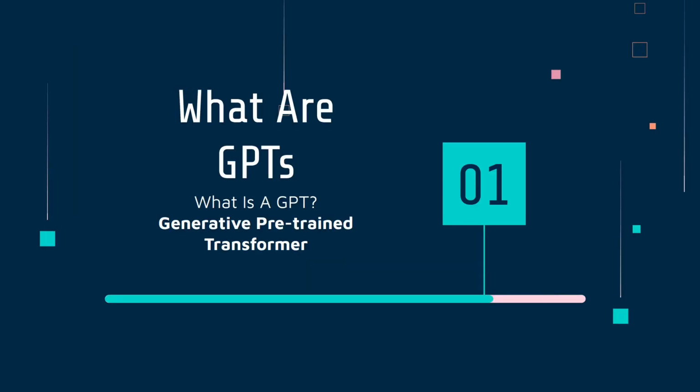So let's go ahead and start with what are GPTs. Let's start with the word. What does GPT stand for? GPT stands for Generative Pre-trained Transformer. Basically, what GPTs simply do is give you your own unique custom versions of ChatGPT.